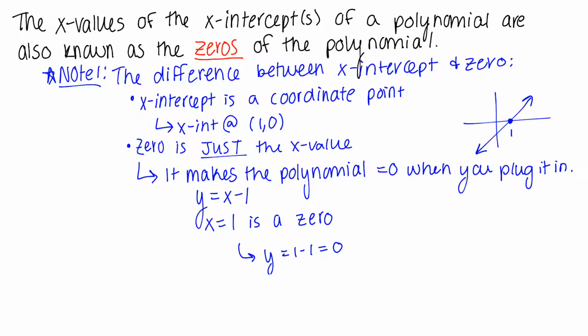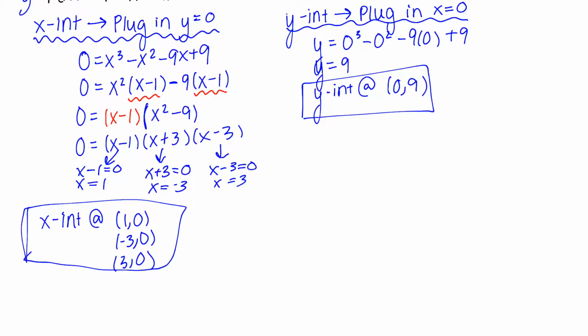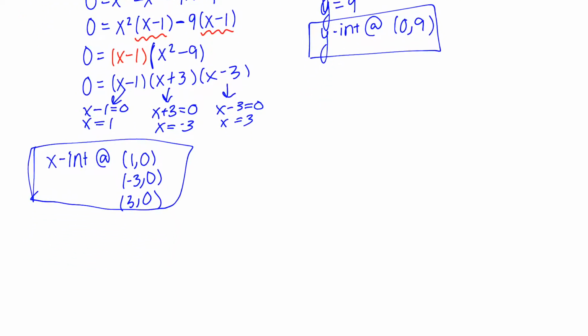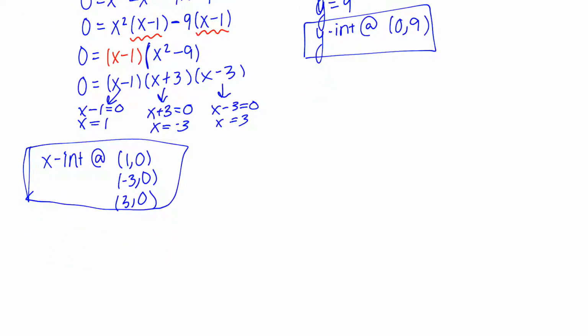So for my second note, I want to go back to this previous example. We have a bunch of x-intercepts, and we can say that because we know the x-intercepts, we know the zeros of the polynomial, right? So the zeros of f of x are just the x-coordinates of the x-intercepts. So we have 1, -3, and 3.